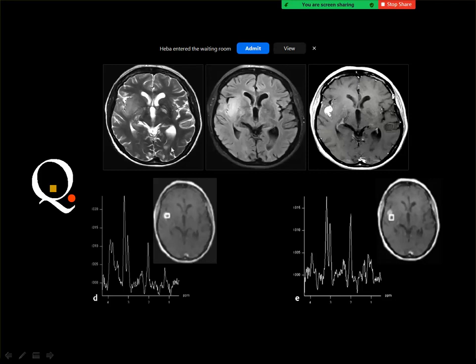there is a lesion in the right temporal lobe. This is T2 and this is FLAIR and this is post contrast and this is spectroscopy.